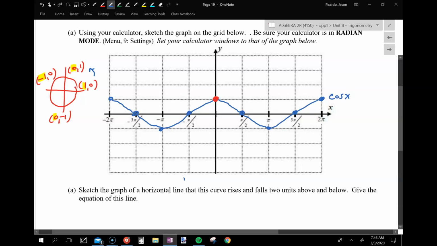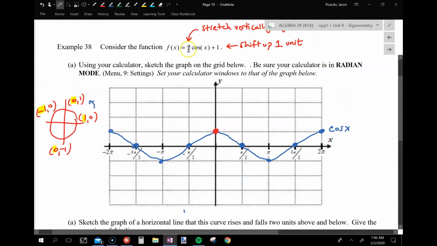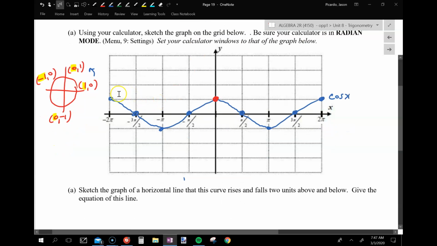All right. Based on the last lesson, guys, not today, but the last one, if I want to now make this 2 cosine of x, what am I going to do? I'm going to take each of these y values and double it. So this y value now becomes what?